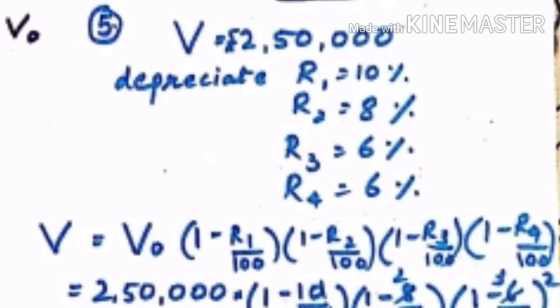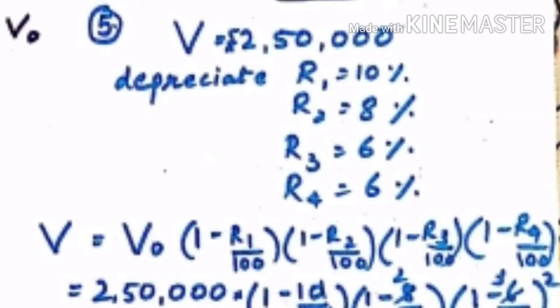Here we write the value of the car, then depreciation rates R1, R2, R3 and R4. You can see R3, R4 is the same, 6 and 6%. Now I place my formula for the successive rate: V is equal to V0 into (1 minus R1 upon 100), (1 minus R2 upon 100), (1 minus R3 upon 100) and (1 minus R4 upon 100), and placing my values accordingly.